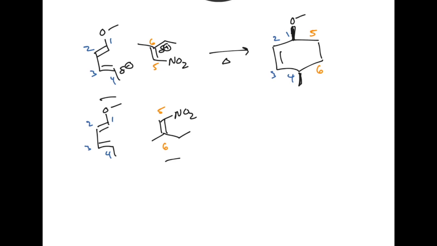Oxygen and methyl are on the same side. The nitro and the ethyl group on the dienophile are on the same side. So again, it could be dashes are on the same side. And now the nitro on 5 and the methyl on 6 are on opposite sides.